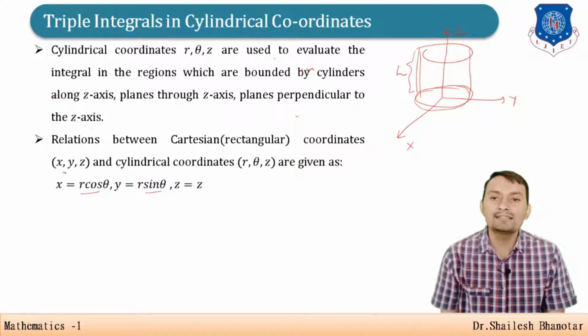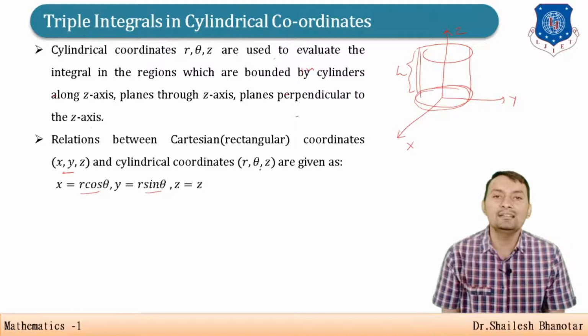So for xyz, the Cartesian coordinates transform to cylindrical coordinates: x and y in terms of r and theta, so I write r, theta, and z in terms of z, so I write z. So it is quite clear that x, y, z is the same as r, theta and z when we go from Cartesian coordinates to cylindrical coordinates.